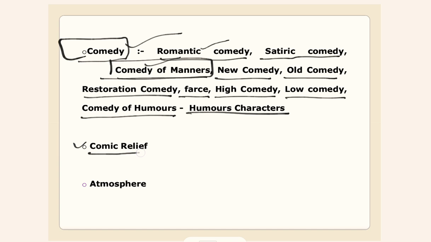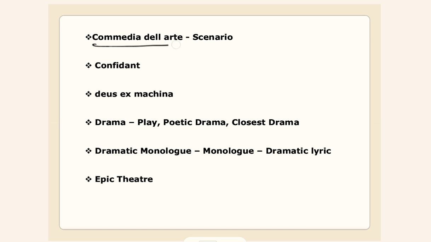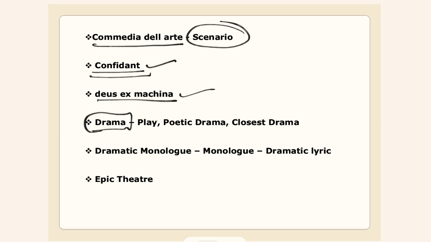Next, comic relief, atmosphere in drama, commedia dell'arte, especially scenario. Confidant is a character, please remember. Deus ex machina is a magical element in drama. Drama is also known as play. Please remember, don't get confused. Drama also known as play. Poetic drama and closet drama.